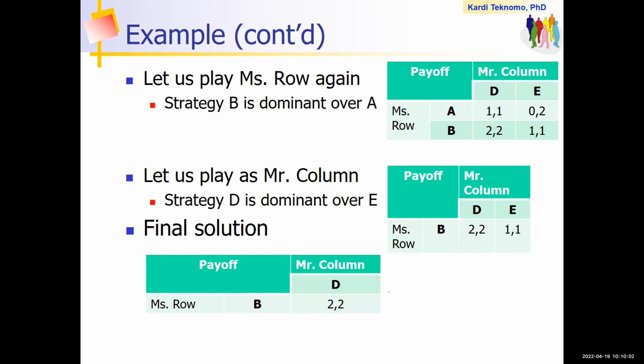So for some payoff matrices you can do iterative domination until you get the single cell. Of course that single cell means this is the equilibrium. Okay. Up to here, is there any question about this technique to find the equilibrium?